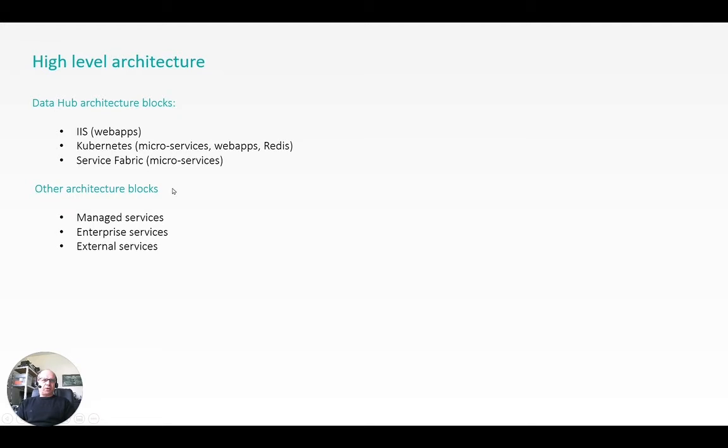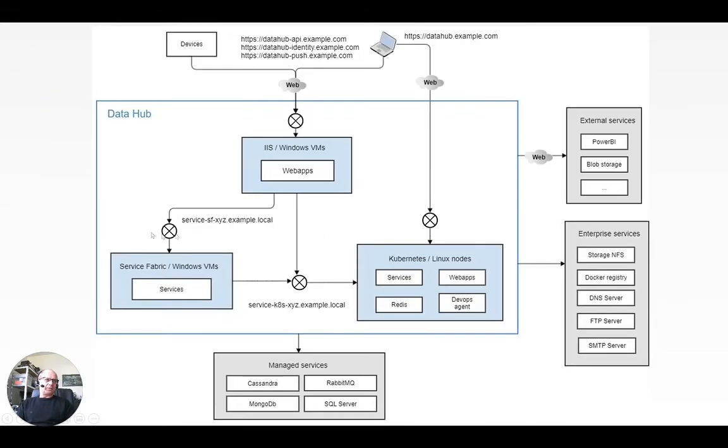The other architecture blocks are managed services like database services. I will describe this in more detail on the diagram. Enterprise services like DNS, Docker registry, SMTP, and so on, and possibly some external services. So let's go directly to the diagram. This is it. So as you can see here, these are the 2x3 blocks that I was talking about. The three data app blocks: IaaS, Service Fabric, Kubernetes, and then the three other services: external, enterprise, and managed services.